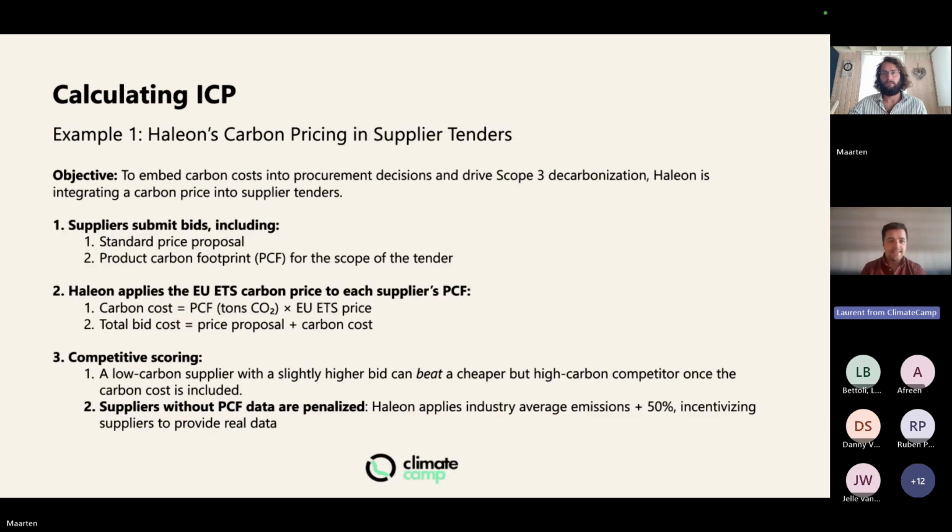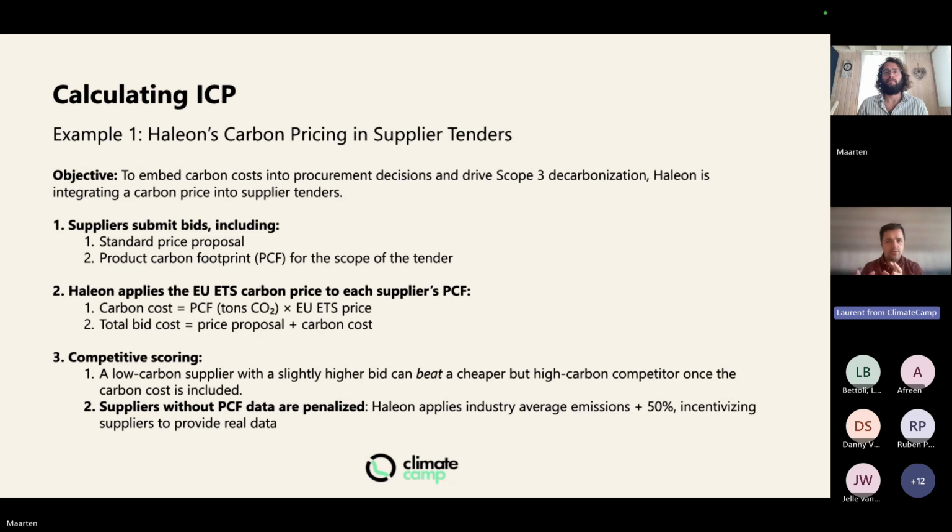The first one is Halion. Halion is a large company in health consumer products. And actually, it was in January 2025 that I joined the Scope 3 peer group in London, where together with the Sustainable Procurement Pledge, so these are 2 organizations that are focusing on these use cases to implement in companies. They have working groups where they together figure out how to do this and how to implement this.